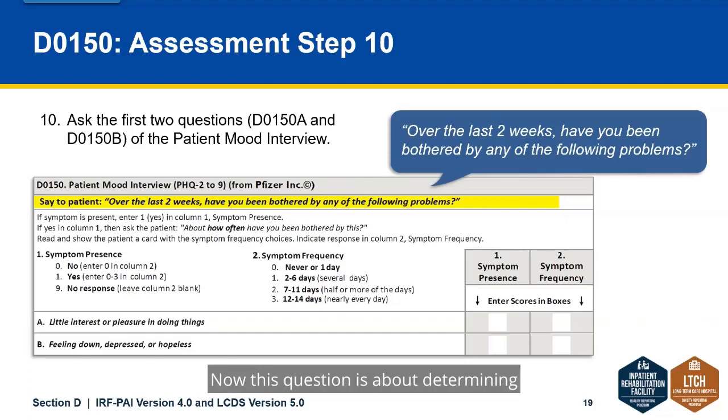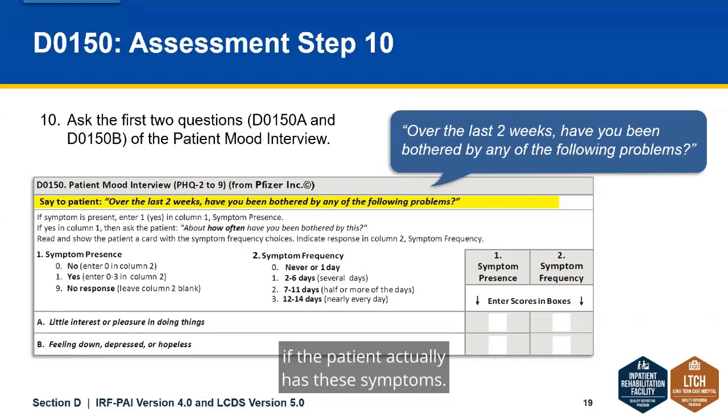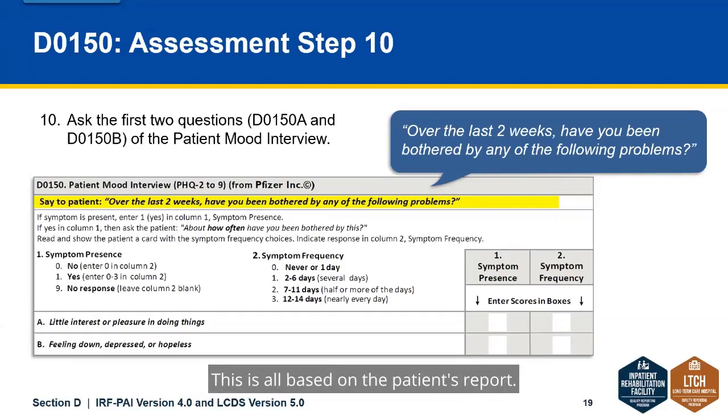Now, this question is about determining if the patient is bothered by the symptom. This is not our perception or our assessment of the symptom presence, meaning that we don't score this item based on our assessment or determination if the patient actually has these symptoms. This is all based on the patient's report. So we will cover coding instructions for these response choices a little later in the presentation.